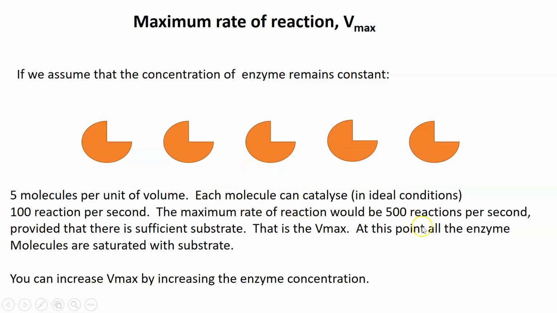Interestingly, if we had more enzyme present in the same volume and we had sufficient amounts of substrate, you can see it, can't you? If we had five, and five more, so 10 altogether, that would go up to 1,000 reactions per second. So the speed goes quicker, which means you can increase Vmax by increasing the enzyme concentration.